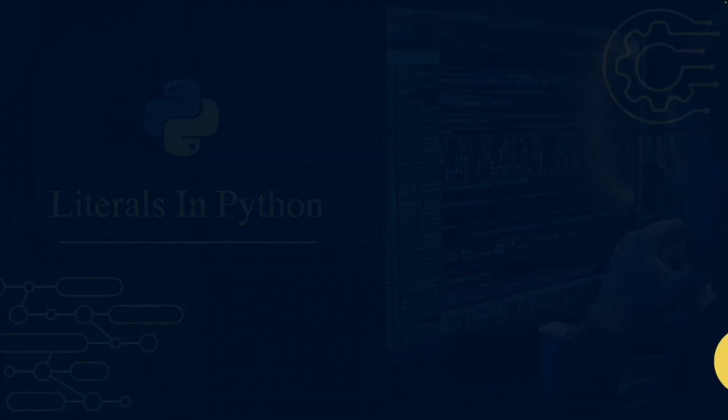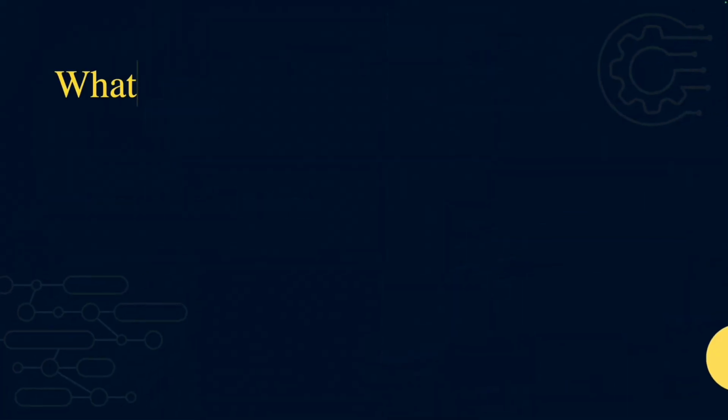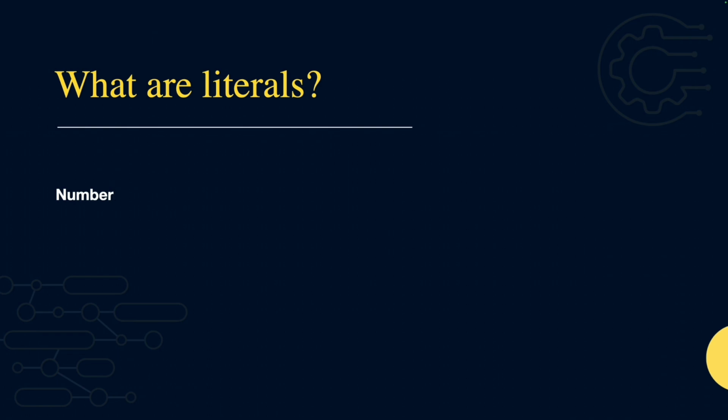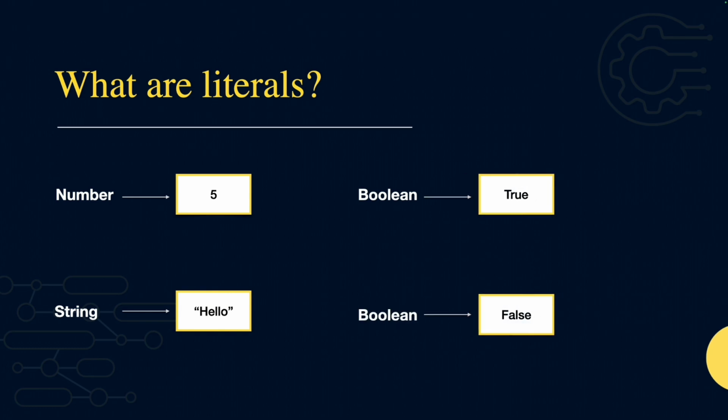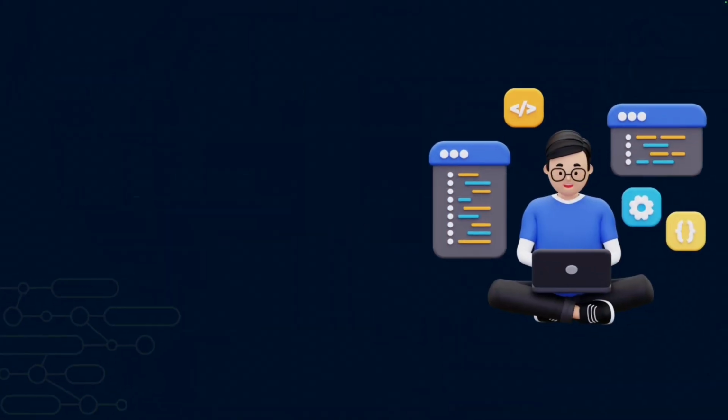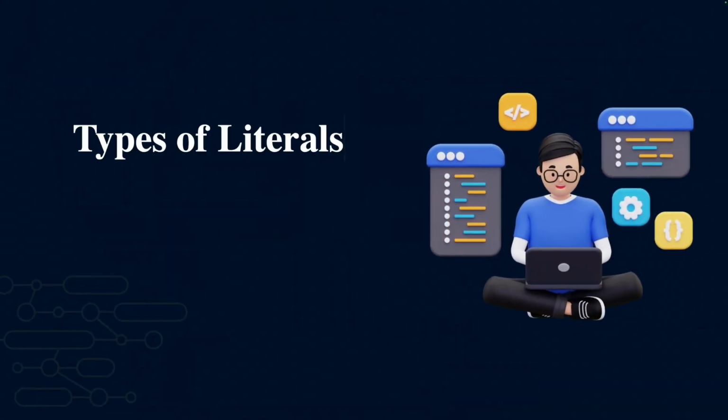Now you might be thinking, what are literals and why are they necessary? So, literals are values that we directly specify to Python, like numbers, text, and even logical values. We pass these literals as a value without any extra computation. So, think of them as direct values that give instructions to Python, like 5, true, or hello. In today's video, we will explore literals in detail and understand their different types with examples.